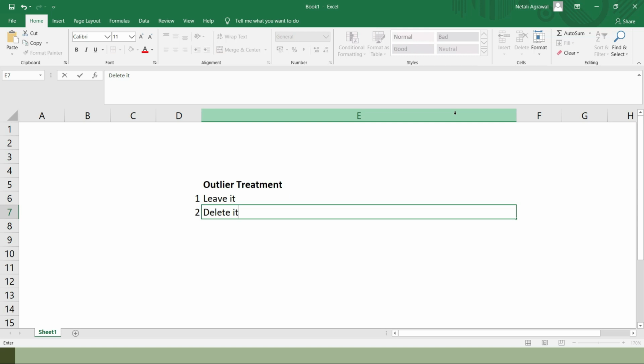But say if you have bank data, and you have the account of, say, Mukesh Ambani, definitely you will have a huge difference over there. But that's a valid one. You just can't remove that account from there, right? You should not remove it from your database.